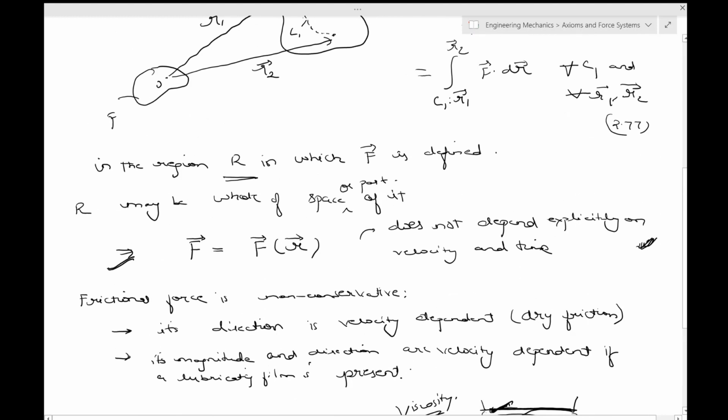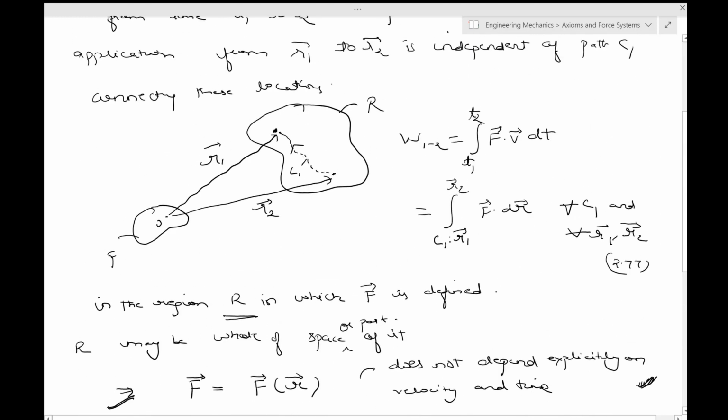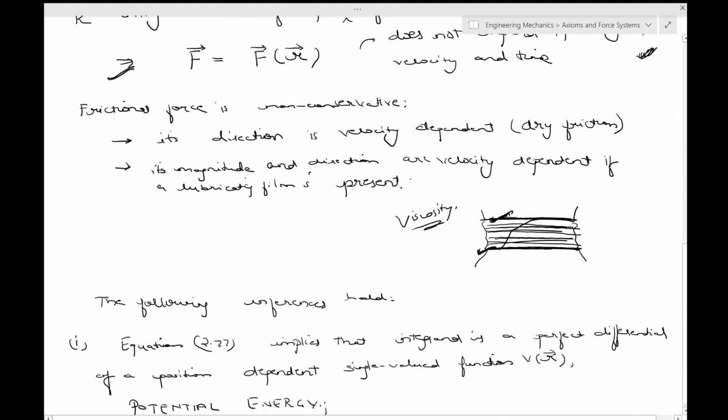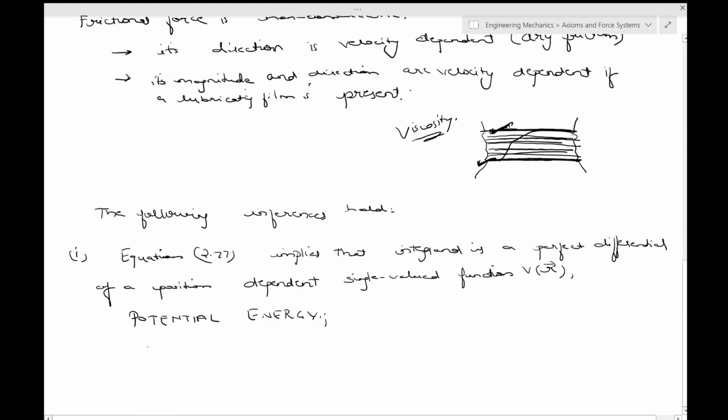So this integrand is a perfect differential of the position dependent single valued function V of r. So capital V of r is the potential energy, and from 2.77 you can write, just by differentiating this, you can write F dot dr. You know that if you integrate it from 1 to 2, you will be able to get to this form.